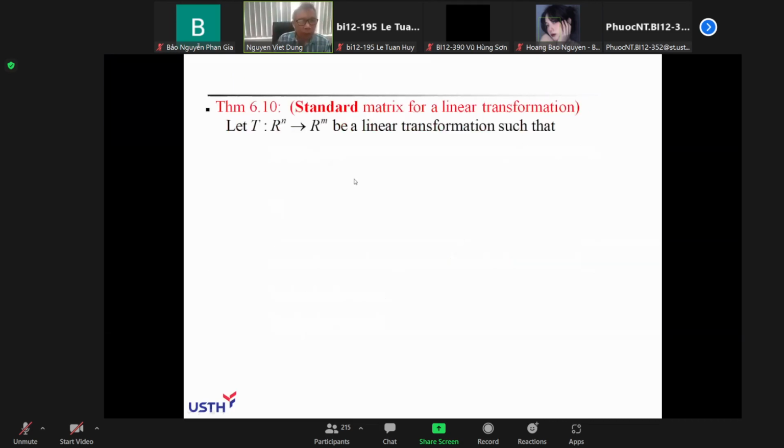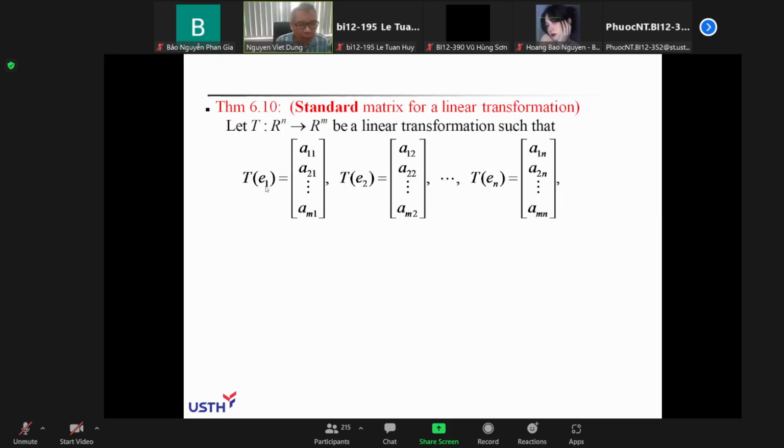The first part, we consider the standard matrix for a linear transformation. Now suppose that T is a linear transformation from Rn into Rm. Now we calculate T of E1, and we write down the coordinate column here. T of E1 is a vector inside Rm, so it has m coordinates, and we put it in the column like that.